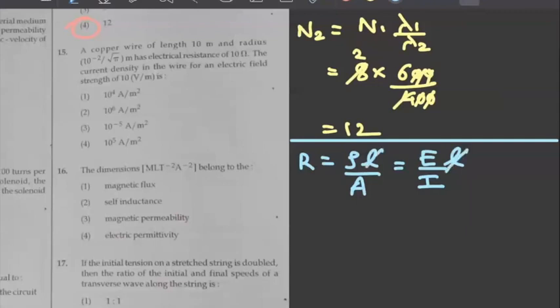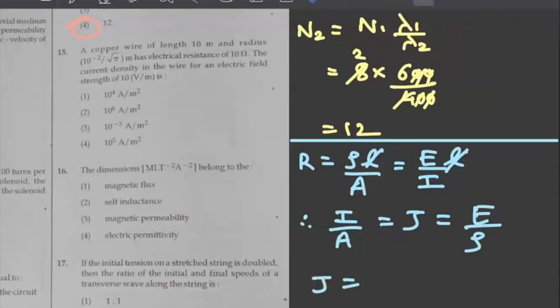So this L and L get cancelled off. What I am left with now is what I want, which is I by A, which is nothing but J. This is what is required: E by rho. But the thing is, we don't know rho. E is given to us. The value of E is given to us.